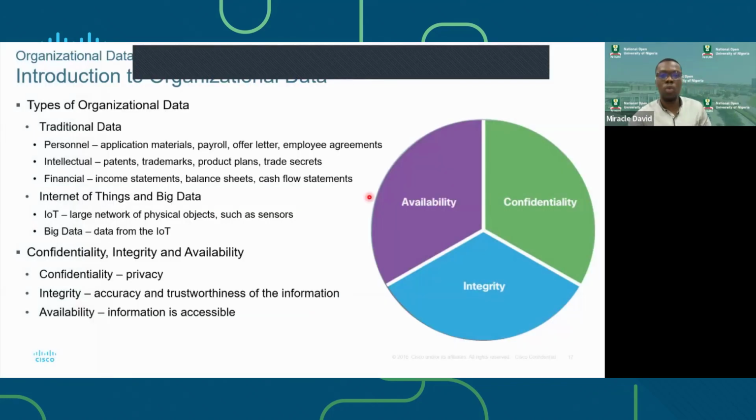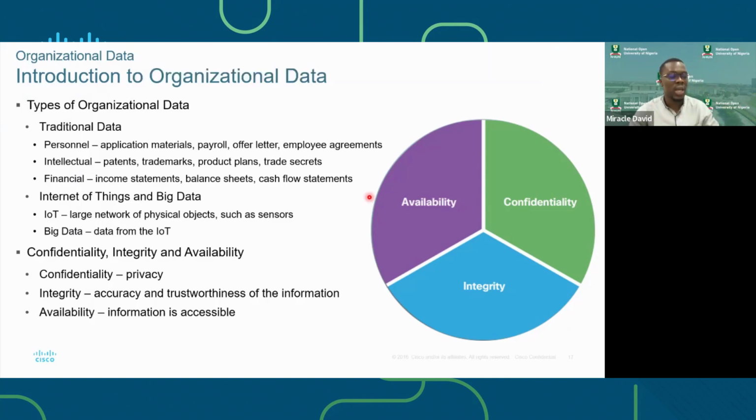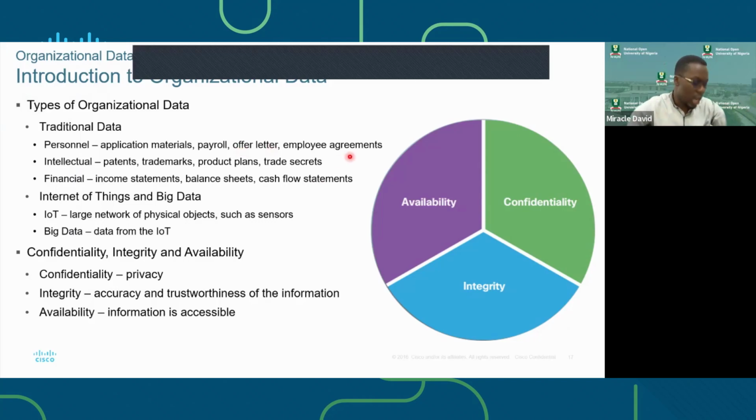So for those of us who are working, what kind of data is characterized as organizational data? The traditional data has to do with application materials, payroll, offer letters, employment agreements; intellectual property, which has to do with patents, trademarks, product plans, trade secrets; and financial data, which has to do with income statements, balance sheets, cash flows, and all that. These are traditional data that belong to your organization.